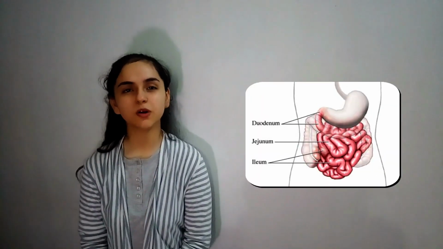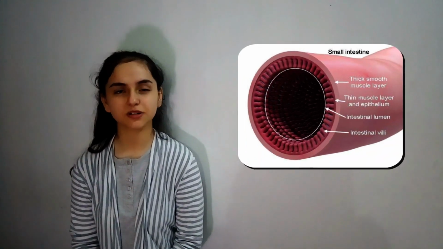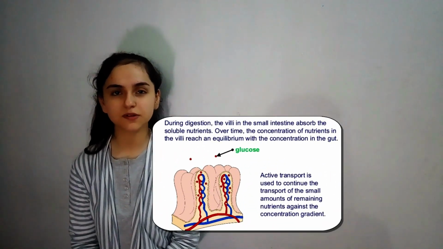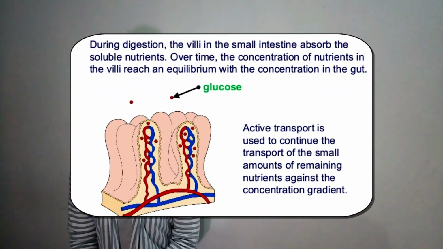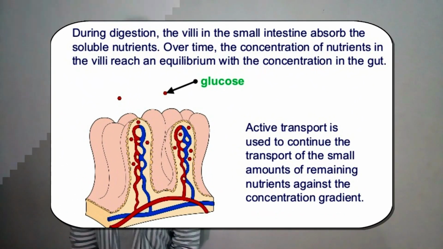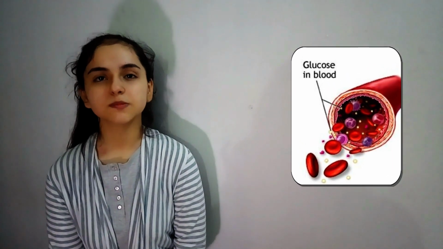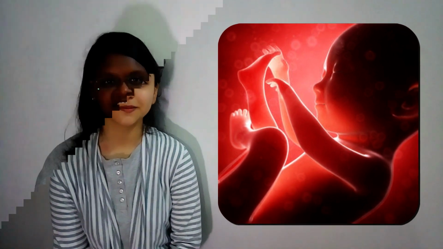When we zoom into the small intestine, we can see small hair-like structures known as the villi, which consists of the capillaries. This is where the transportation of glucose from the small intestine to the bloodstream occurs. You may be wondering why it is active transport rather than diffusion. It is because our blood contains more glucose than our small intestine, as glucose has entered our bloodstream even before birth when we were in our mother's womb.